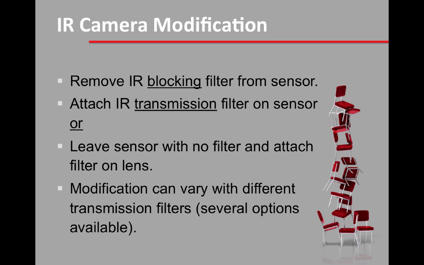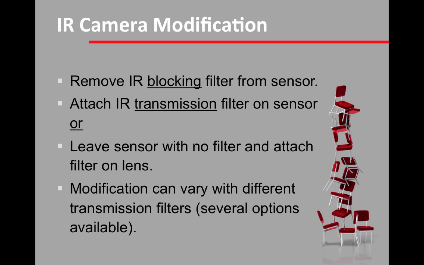So the first step is to remove the blocking filter. The digital sensor is not sensitive to infrared in practice because of the blocking filter, so that needs to be removed. Now there are two options after that. The sensor is naturally sensitive to infrared, but it's also naturally sensitive to visible light as well. So most of the time you would attach an infrared transmission filter over the sensor to make the camera an infrared camera, and that's what we've done at JCU. So the blocking filter's gone and has been replaced with an infrared transmission filter, and they're all equivalent to a Wratten 87C.